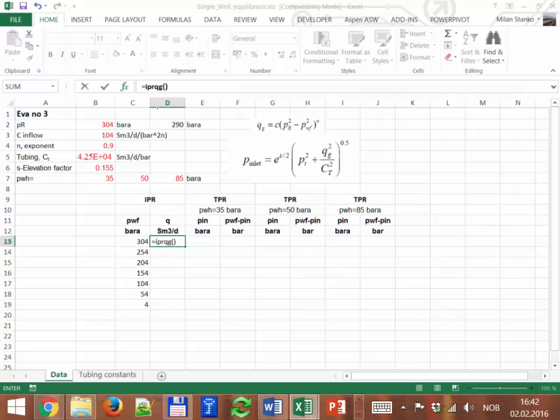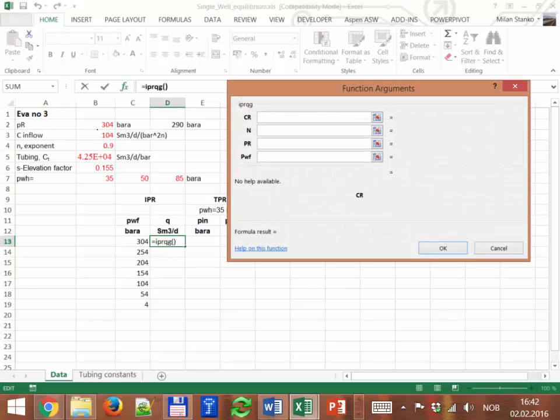And what does this equation need? CR is here. I'm going to block it, because when I'm going to drag it down, I want it to be constant. Then N, then reservoir pressure is here, then bottom hole pressure, and bottom hole pressure is this value here. Of course, when I have first bottom hole pressure equal to reservoir pressure, I have no flow, so that's consistent.